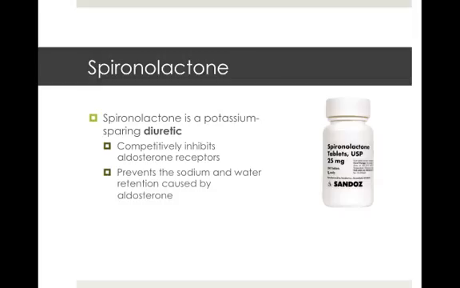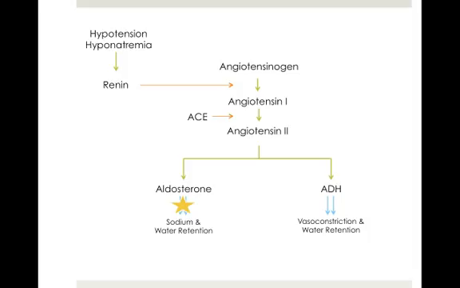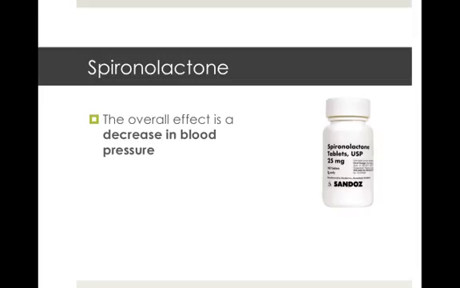The last medication we are going to talk about is spironolactone. It's what's called a potassium-sparing diuretic. It competitively inhibits aldosterone receptors, preventing aldosterone's action on sodium and water retention. This causes more water and sodium to be excreted in the urine. Here's where spironolactone acts in the RAA system. Like the two previous drugs listed before it, spironolactone also acts to decrease blood pressure.